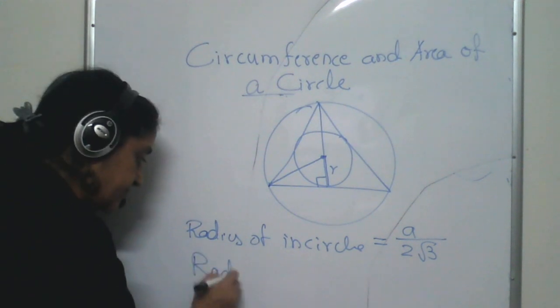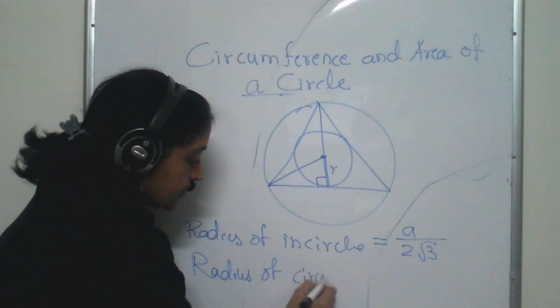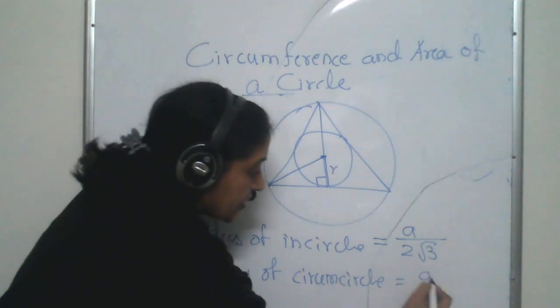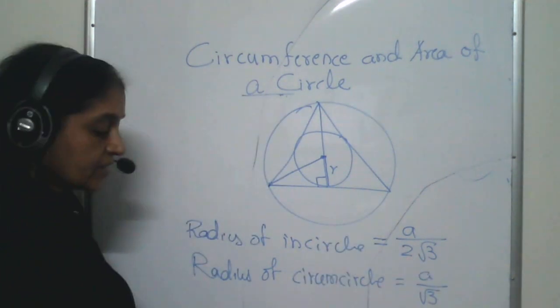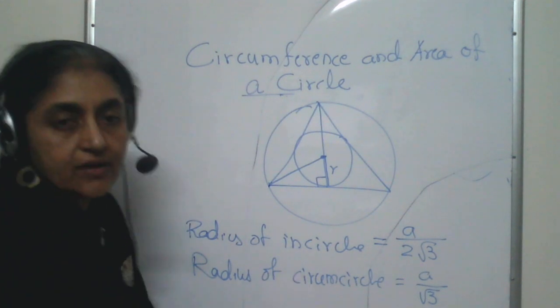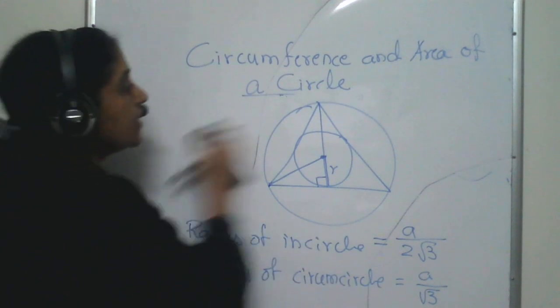Radius of circumcircle is equal to a upon root 3. Okay, so these are a few direct answers that we can write with the help of formulae. Okay, here we go with the question now.